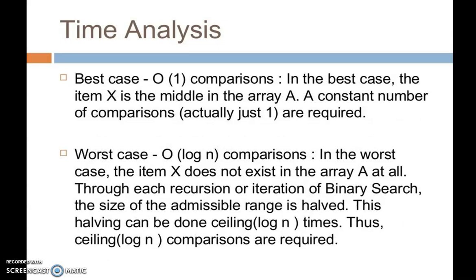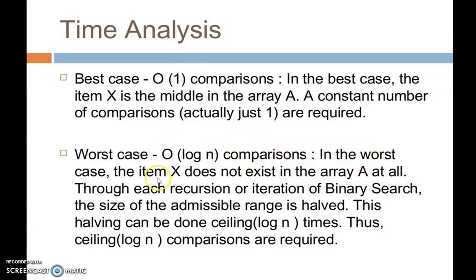For the best case, O(1) comparison. In the best case, the item x is in the middle of the array A, a constant number of comparisons, actually just one. So if it's in the middle, we found the element, and the best case is O(1). The worst case is O(log n) comparisons.